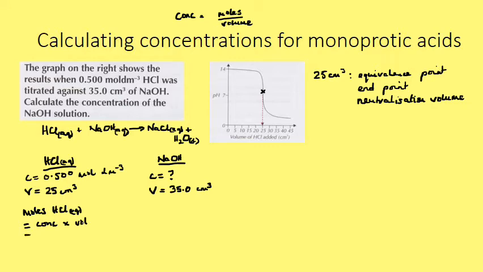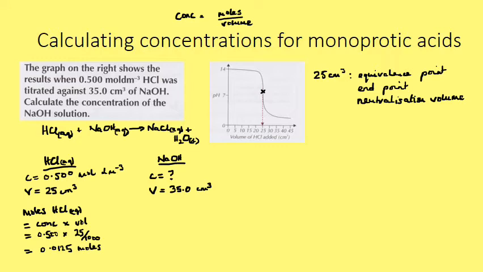Let's just put in our figures. We've got concentration of 0.500 and our volume is 25 cm cubed. But of course our units of volume in these calculations are dm cubed, so to put it into dm cubed, I'm just going to divide it by 1,000. If you were to work through that calculation, we would see that we get 0.0125 moles of hydrochloric acid. That's good.